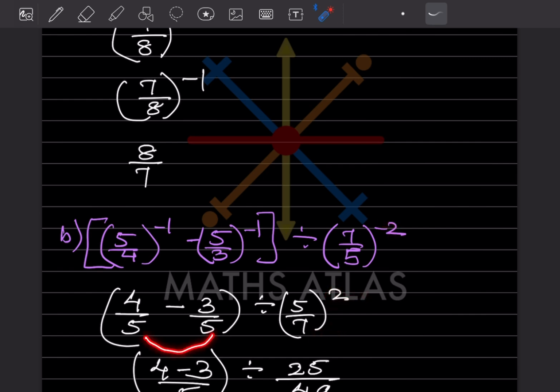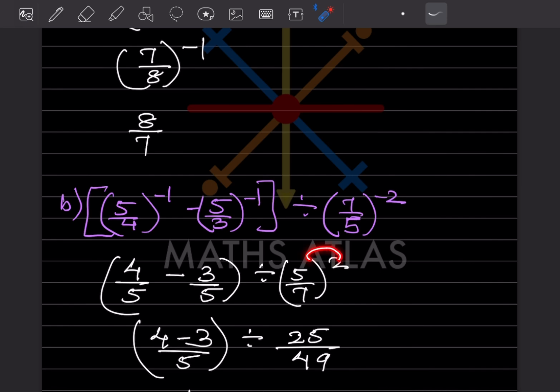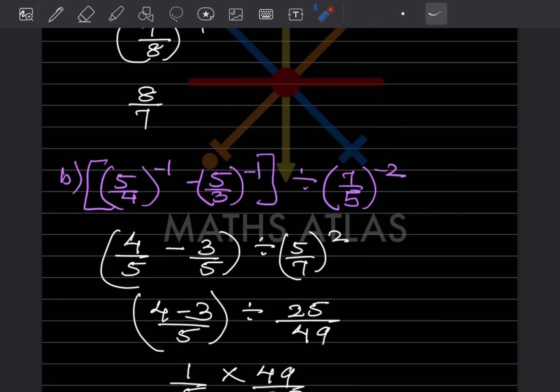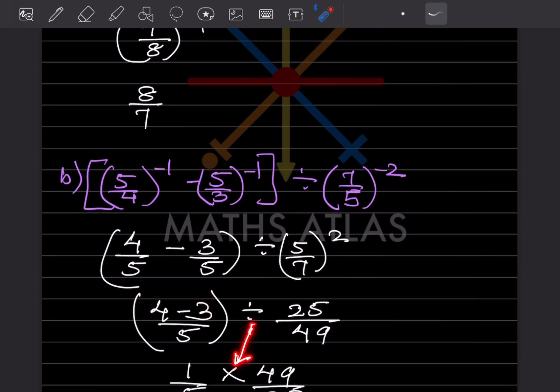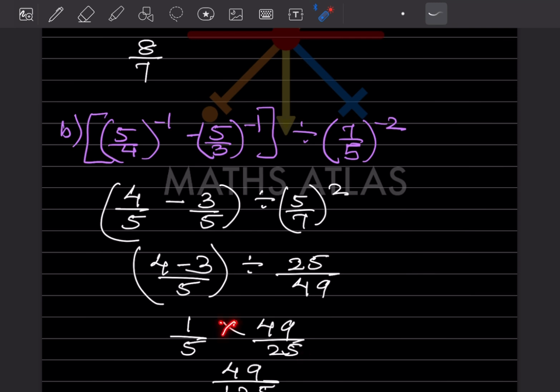So now you can see the base is the same, that is the LCM. So 4 minus 3 divided by 5, and the square is for both of them, 5 square and 7 square, that will be 25 by 49. So this is going to be 1 by 5, and this is division. Now we'll make it multiplication. Since we made it multiplication, this will get flipped over. So that is going to be 49 by 25. Now this is multiplication, we cannot simplify it further. So we'll write here 49 by, because this is multiplication, you have to multiply the denominator also. So that is going to be 125.